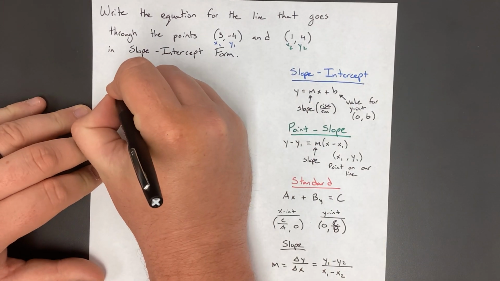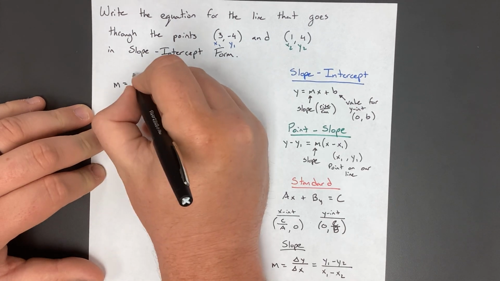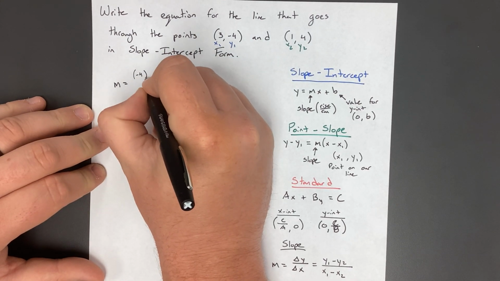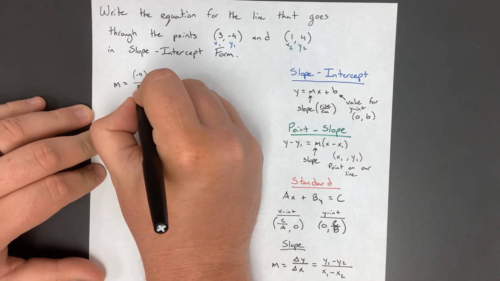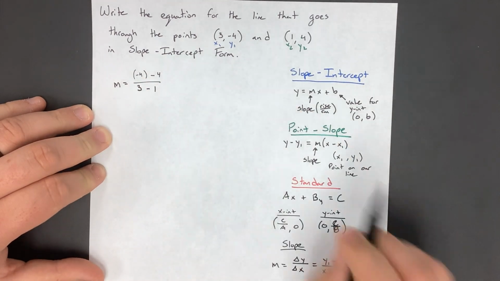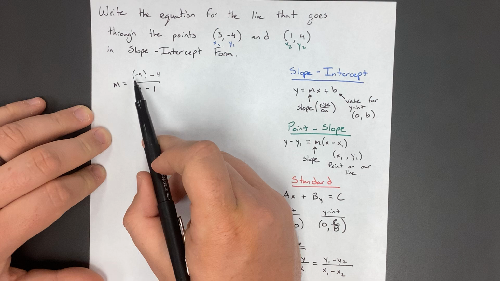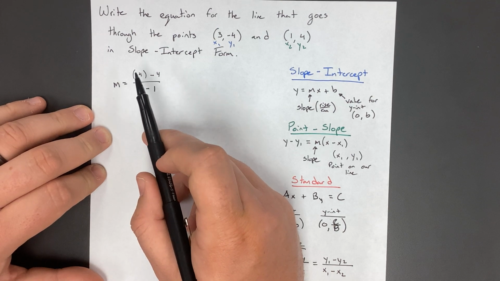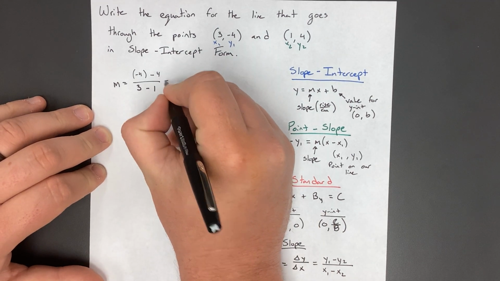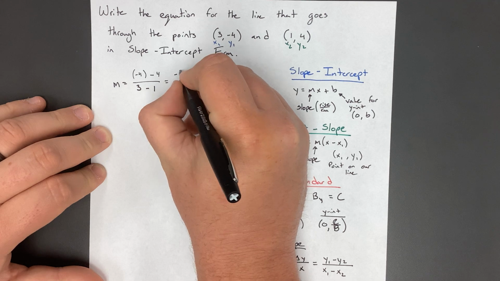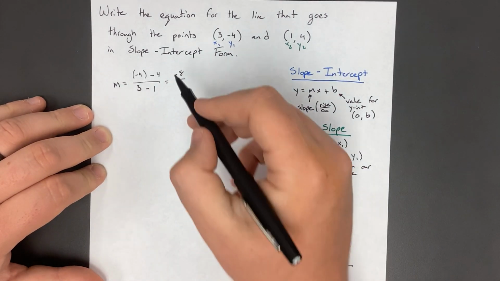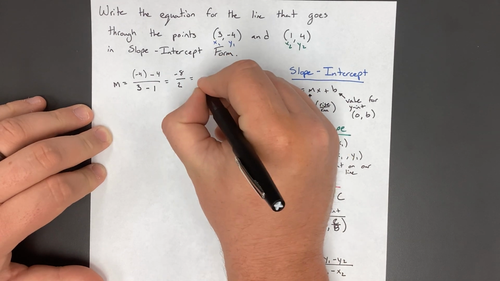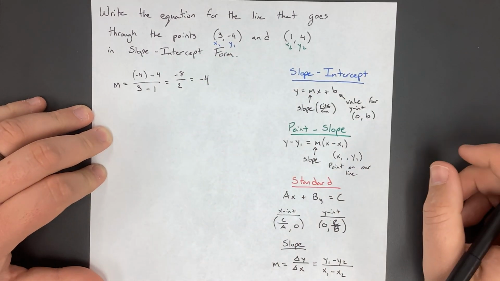So my slope is going to be equal to (-4) minus 4 over 3 minus 1. You notice I put this negative in parentheses just to help me keep my values straight. So when I take -4 minus 4, I get -8. 3 minus 1 gives us 2. And I'm going to simplify that fraction to just make it into -4.